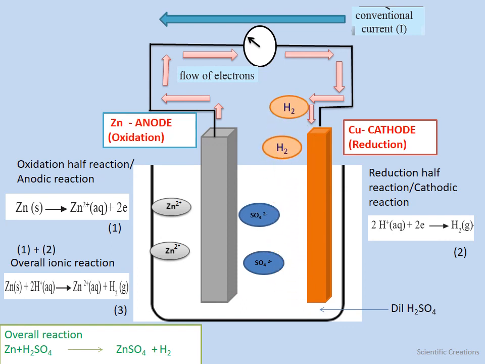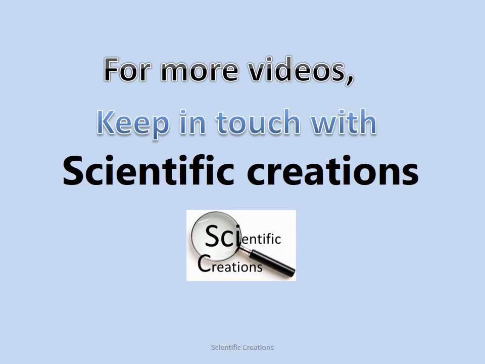The summation of the cathodic and anodic reactions is known as the overall ionic reaction, which is denoted in equation number 3. The overall reaction is zinc reacts with sulfuric acid and produces zinc sulfate and hydrogen gas. Identification of anode and cathode from any given metal, and more examples, will be described in our next video.